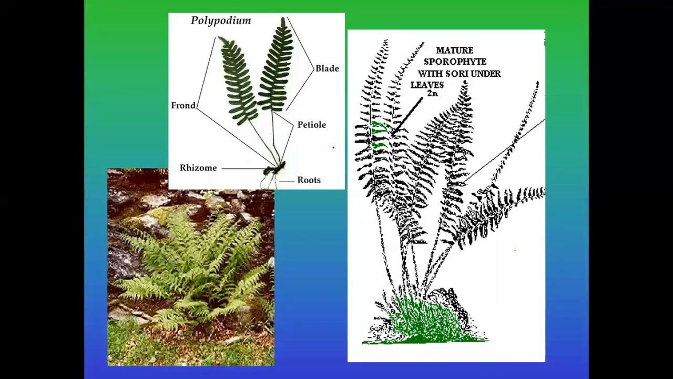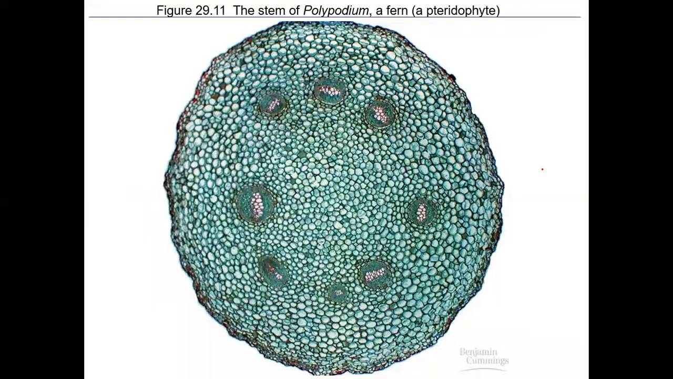Now, these are the sporophytes. You recognize this as a sporophyte. That's the fern that you see, a diploid organism. If you cut a fern stem, you see something that you don't see in mosses, and that's these. These are called vascular tissues.